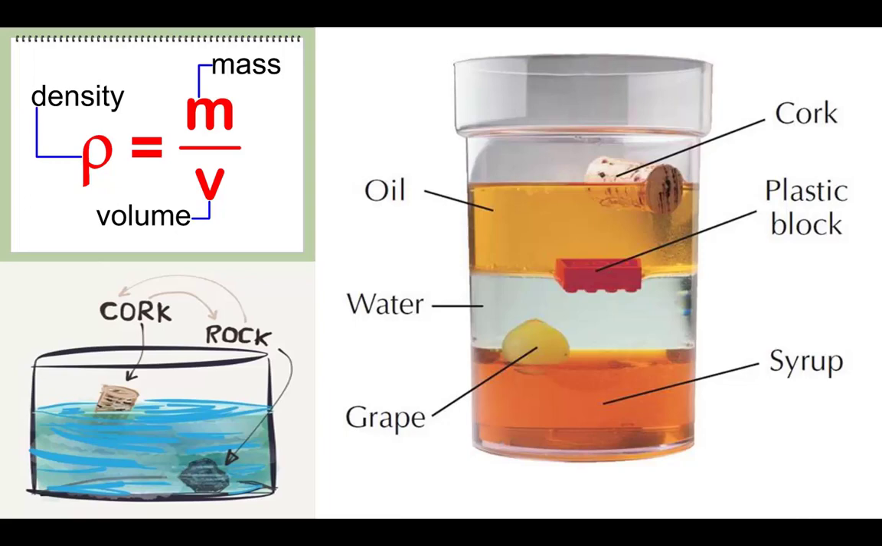If we throw a grape into it, it will sink through the oil, through the water, because it's more dense than both those liquids, but it's less dense than the syrup, so it will float on the syrup.